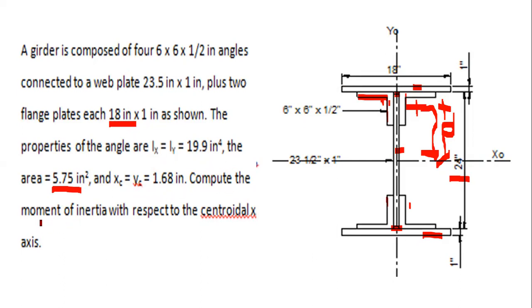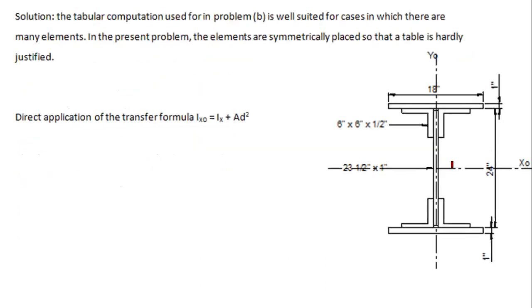This is the moment of inertia that we're going to compute with respect to the centroidal x-axis, the centroidal Xo axis. What I'm saying is, this one is the Xo. The centroid here is given, it's already here. But the centroid of this angle bar is here, so you are going to transfer it over there. We can do it by tabular computation, or we could do it individually. It's up to you how you're going to do that.